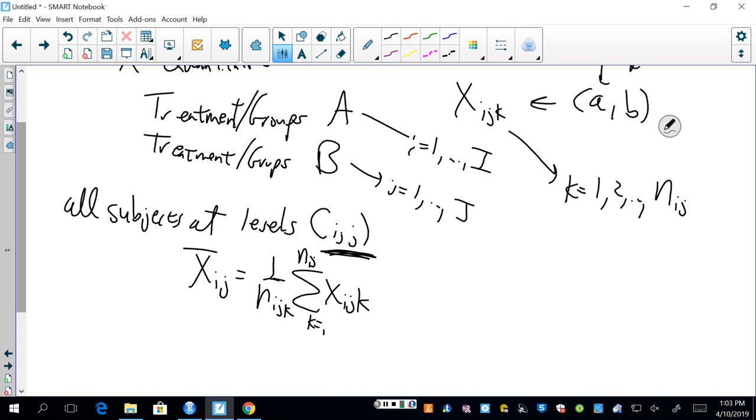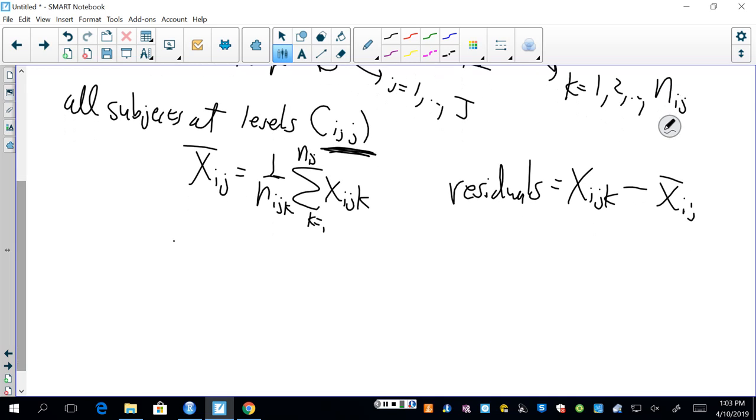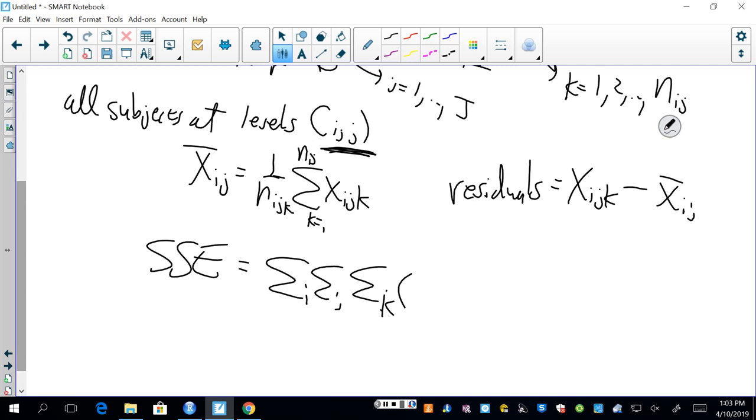And we can look at residuals, or errors. You can do X_ijk minus its group average. It's got a two-way group average. And we won't go through all the formulas in detail for two-way ANOVA and these other variations. But the sum of squares error is a sum over all the I and J factors, all of those pairs, and a sum over all the individuals of the X_ijk values minus the averages between the groups, squared.